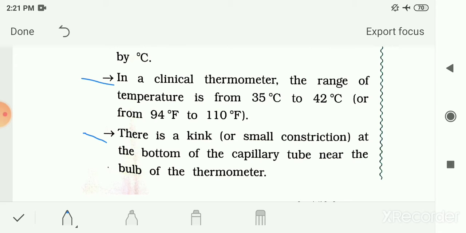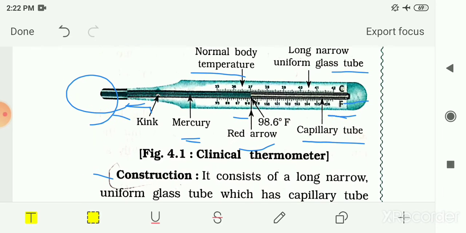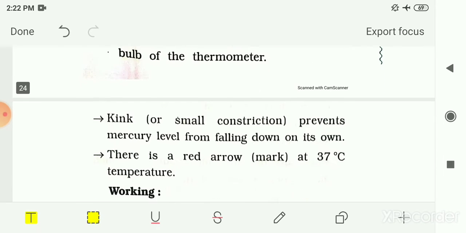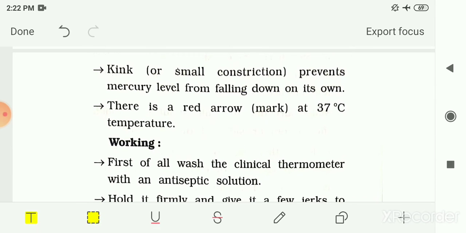Then there is a kink or small constriction at the bottom of the capillary tube near the bulb of the thermometer. Here in the diagram it is shown to you. The kink is present here at the bottom of the capillary tube near the bulb of the thermometer. The next point is the kink or small constriction. What is its use? It is given to you that it prevents the mercury level from falling down on its own. After removing it from our mouth, the mercury level does not fall down because of this kink. So it prevents the mercury level from falling down on its own.